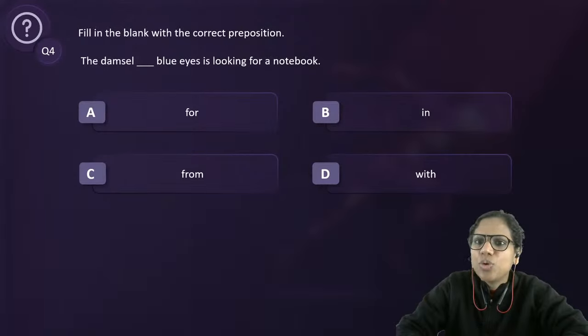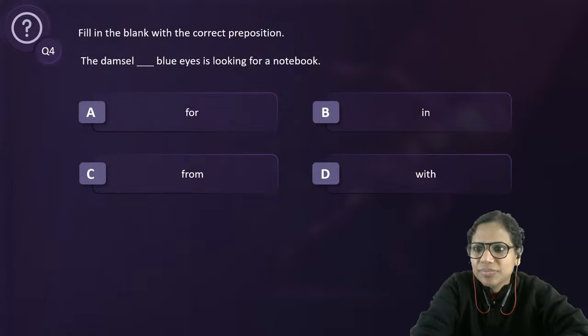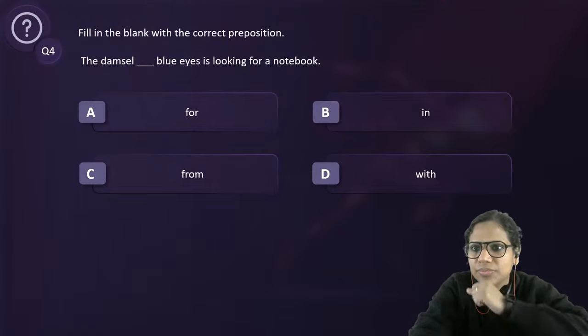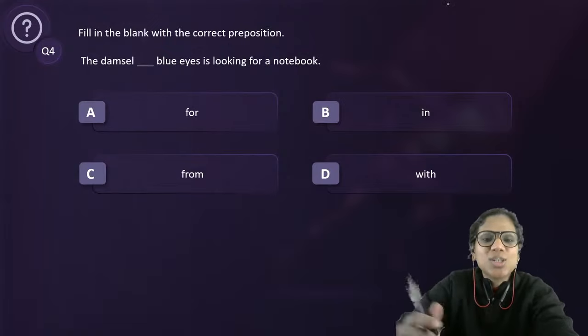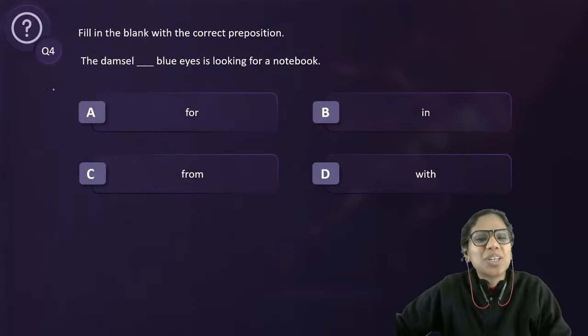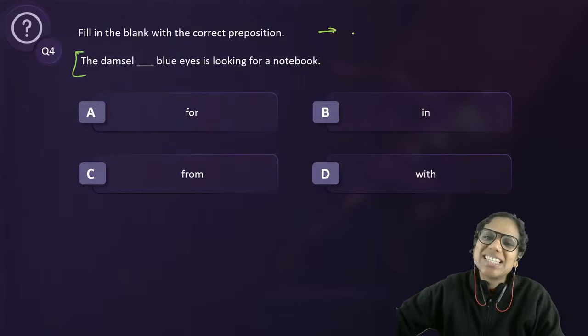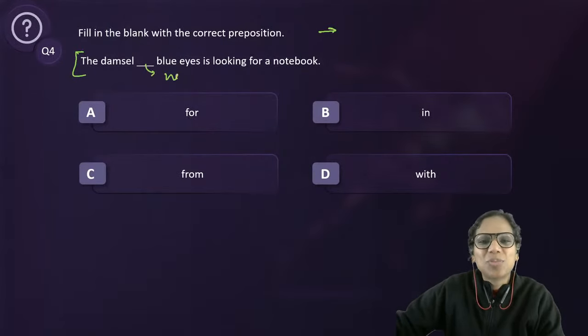Isn't it, in what context, Divyashri? Okay, so I've got B, but mostly I've got D. All right. Ashish says for. Okay. Kishan says with. All right, let's have a look. I gave you a hint about this in the previous question itself. When someone possesses something, for that also I can use the preposition with.